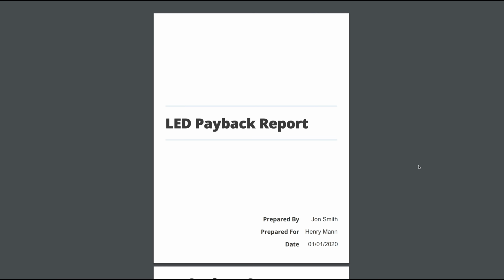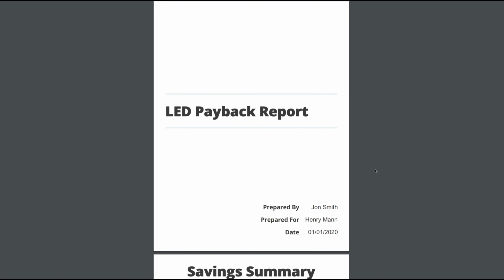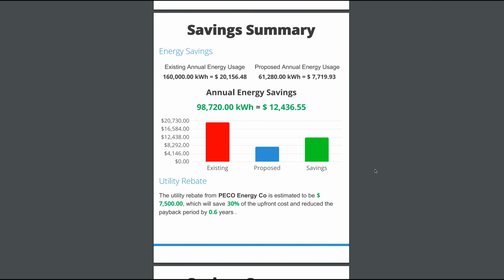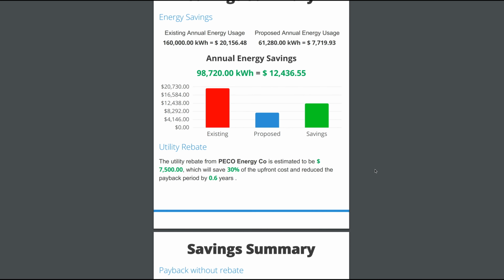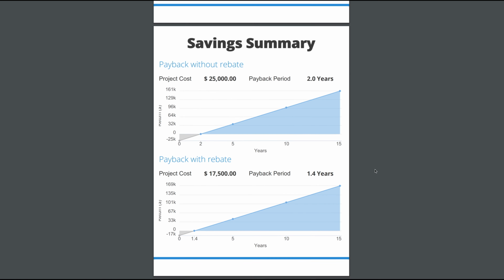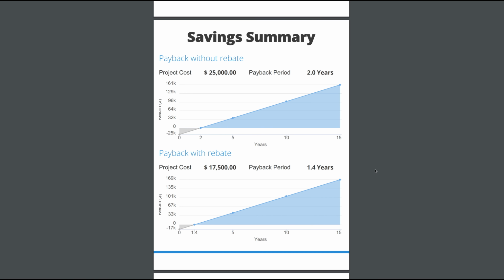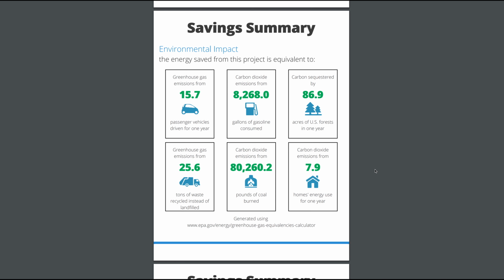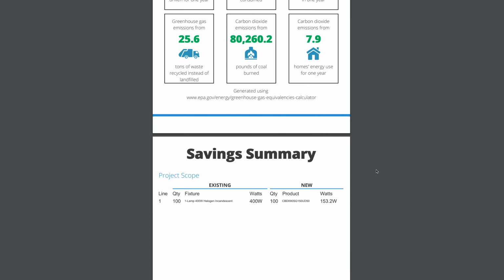Here you will see the title page, the annual energy savings, and summary of the utility rebate. Next, a savings summary of the project without the rebate and with the rebate, an environmental impact page, and last, a project scope.